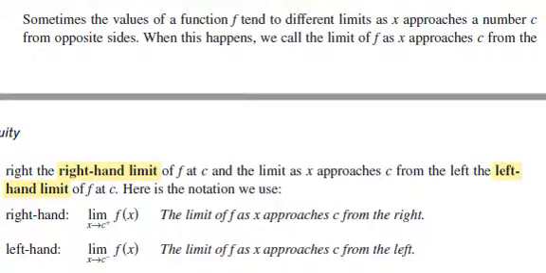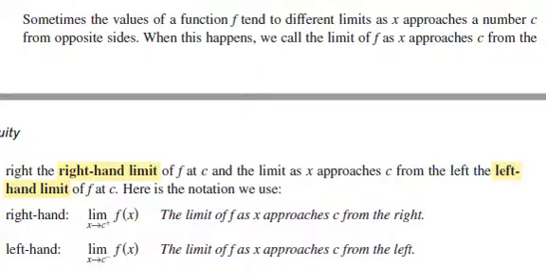So in this video I want to talk about one-sided and two-sided limits. Sometimes the values of the function f tend to have different limits as x approaches a number c from opposite sides. When this happens, we call the limit of f as x approaches c from the right-hand side, or right-hand limit of f at c, and the limit as x approaches c from the left-hand side, or left-hand limit of f at c.